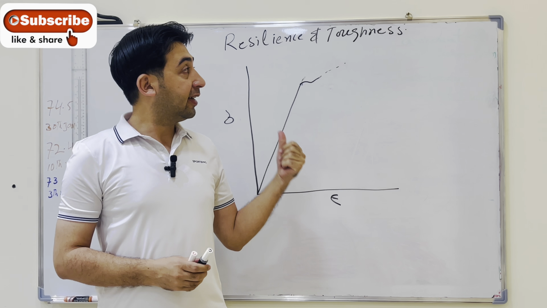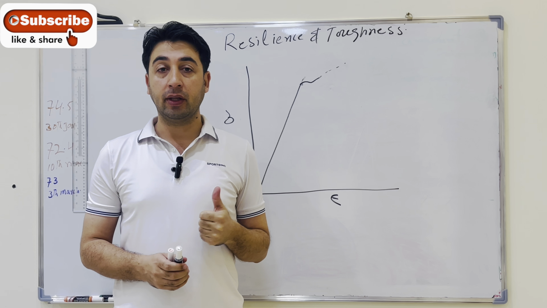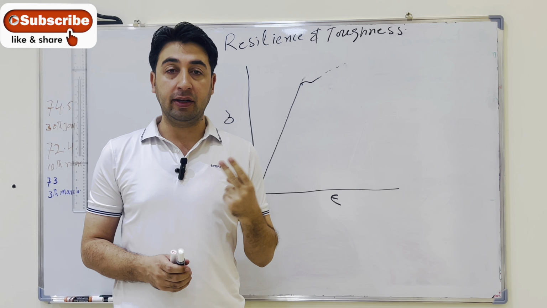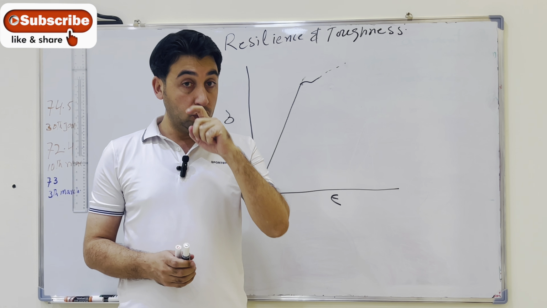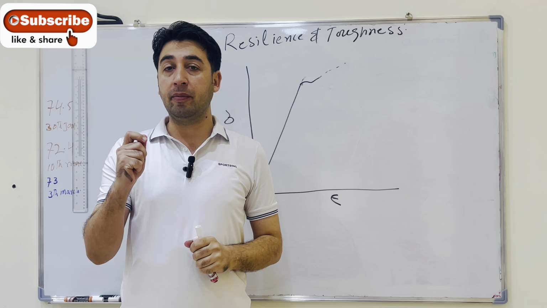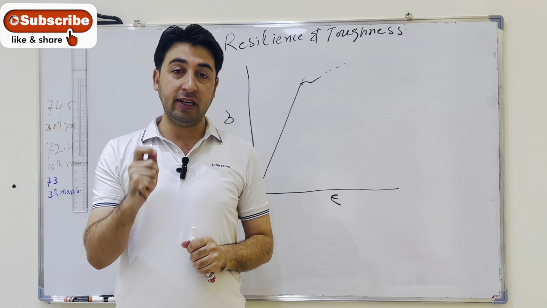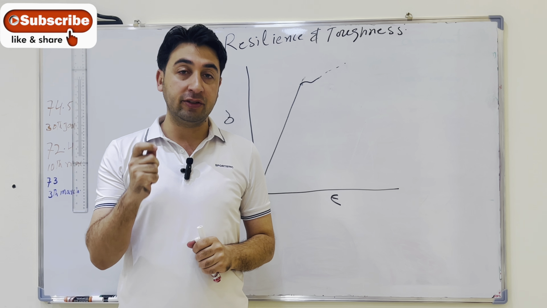Today we will discuss resilience and toughness. The two mechanical properties, resilience and toughness. What is resilience and what is toughness? Let us see. So resilience is what? The capacity of a material to absorb energy when it is deformed elastically.